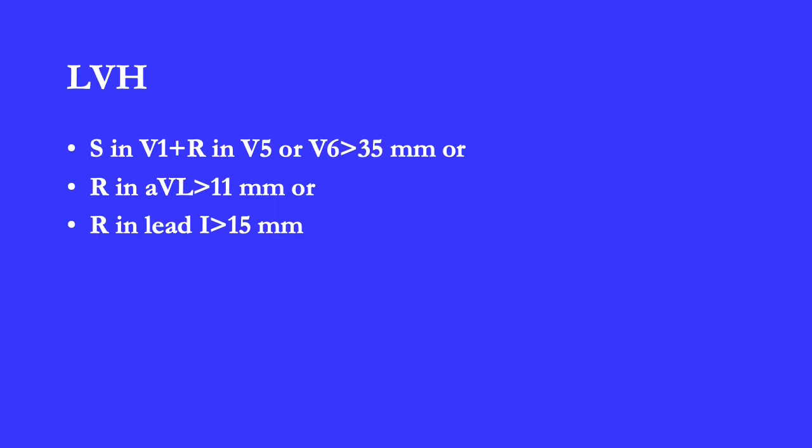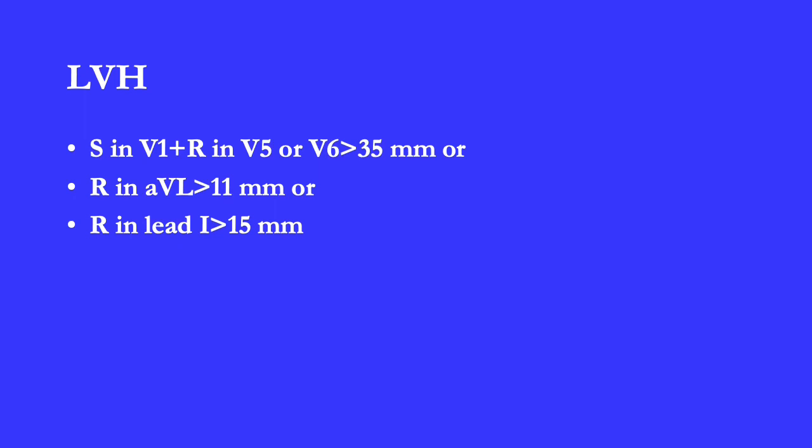There are criteria for left ventricular hypertrophy. The S in V1 plus the R in V5 or V6 is greater than 35 millimeters, or R in AVL is greater than 11 millimeters, or the R in lead 1 is greater than 15 millimeters. There are other criteria for left ventricular hypertrophy, but these are some of the preliminary ones, and as you learn more about EKGs, you'll learn about the other criteria.